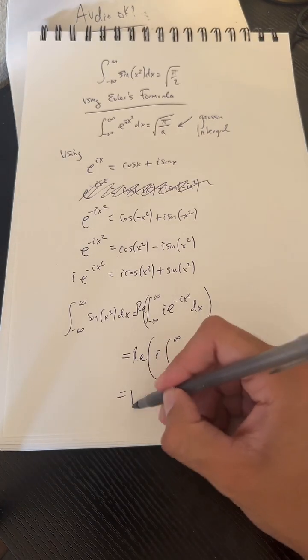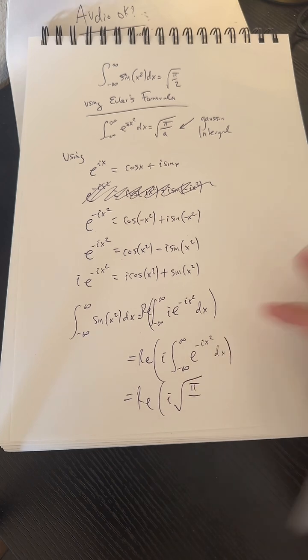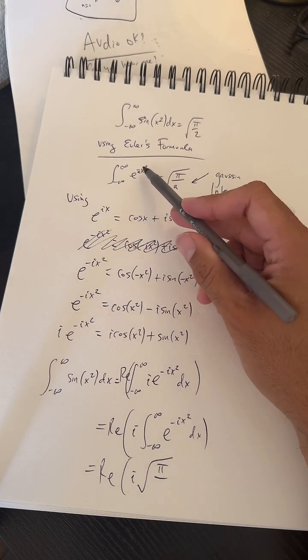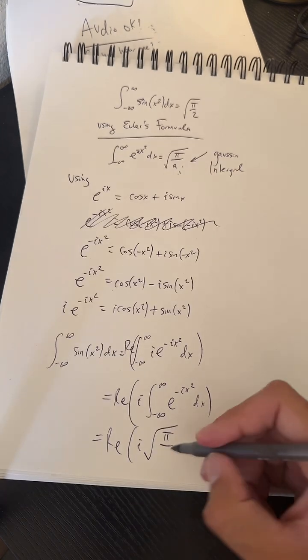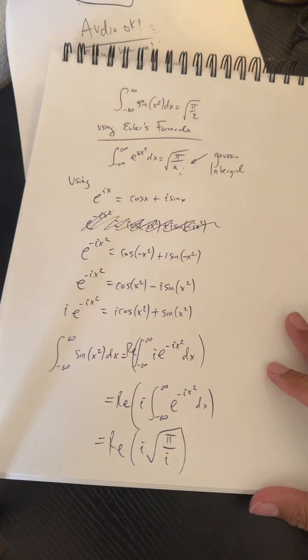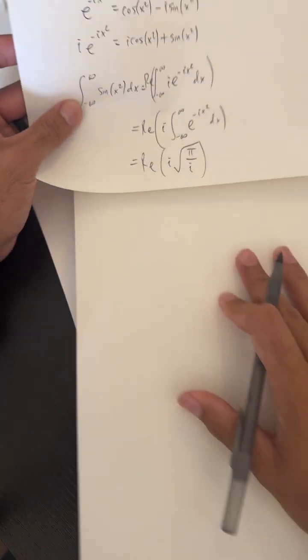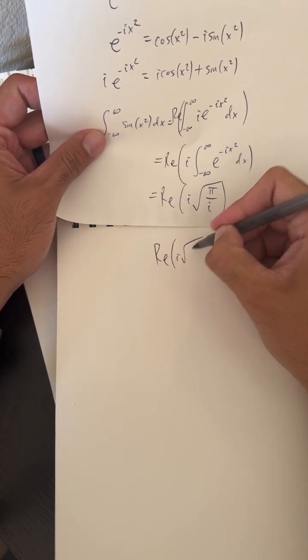Whatever the a value is, the constant in front of the x squared, that's what goes underneath the root. So back here, it's just going to be pi over i. All right, let's go ahead and finish this off. So we have the real part of i times root pi over i.